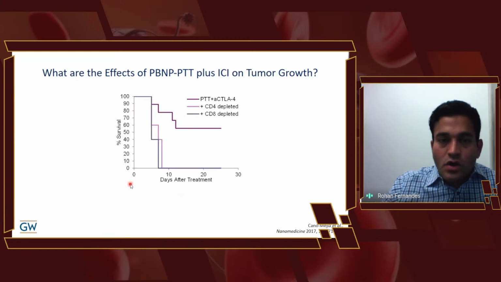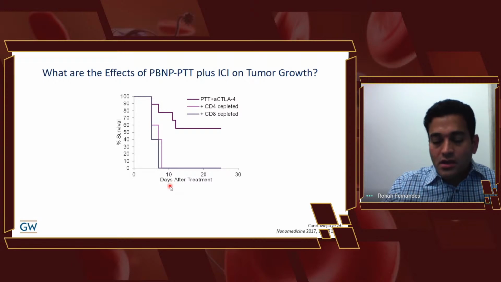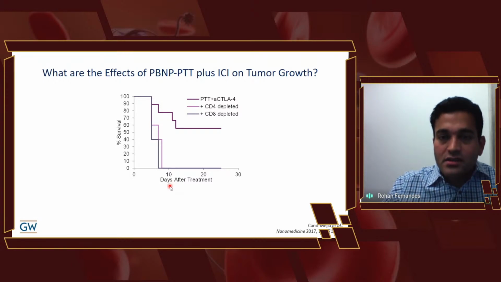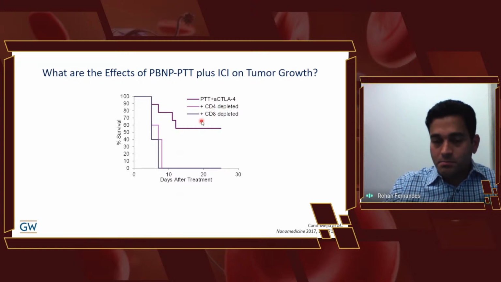Then we asked the question, what immune cell players may be important in driving the responses? For this, we did depletions of specific subsets in the animals. So how is this done? You administer these depleting antibodies that deplete either CD4, CD8, or other targets in the animals.